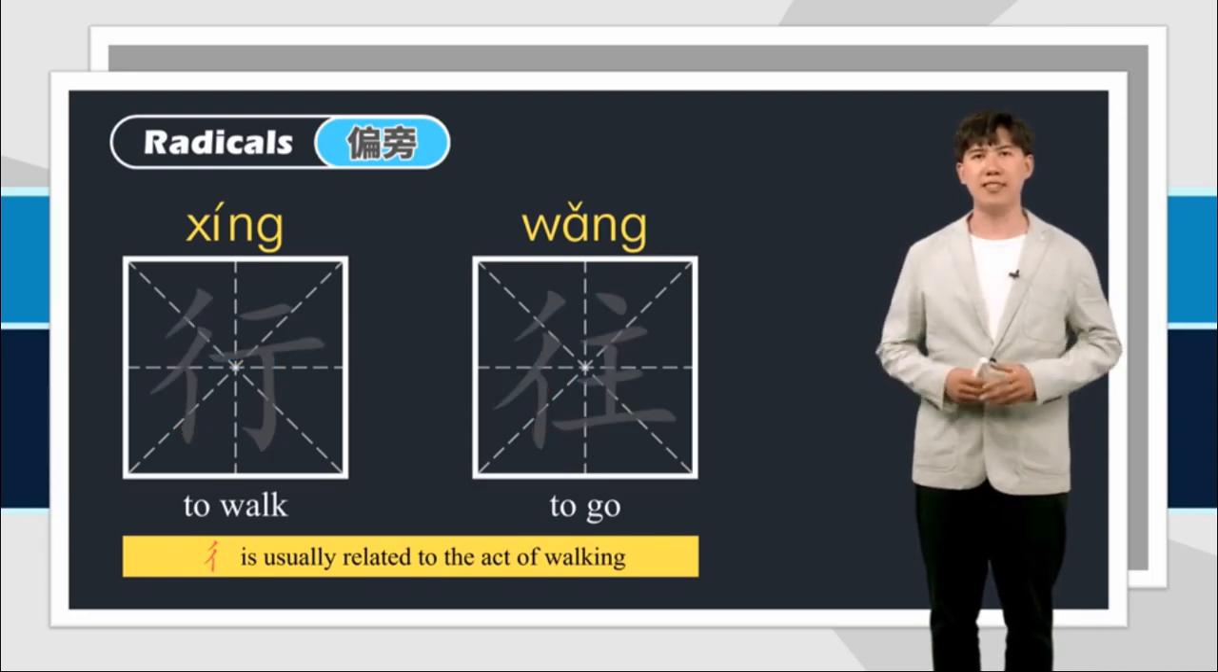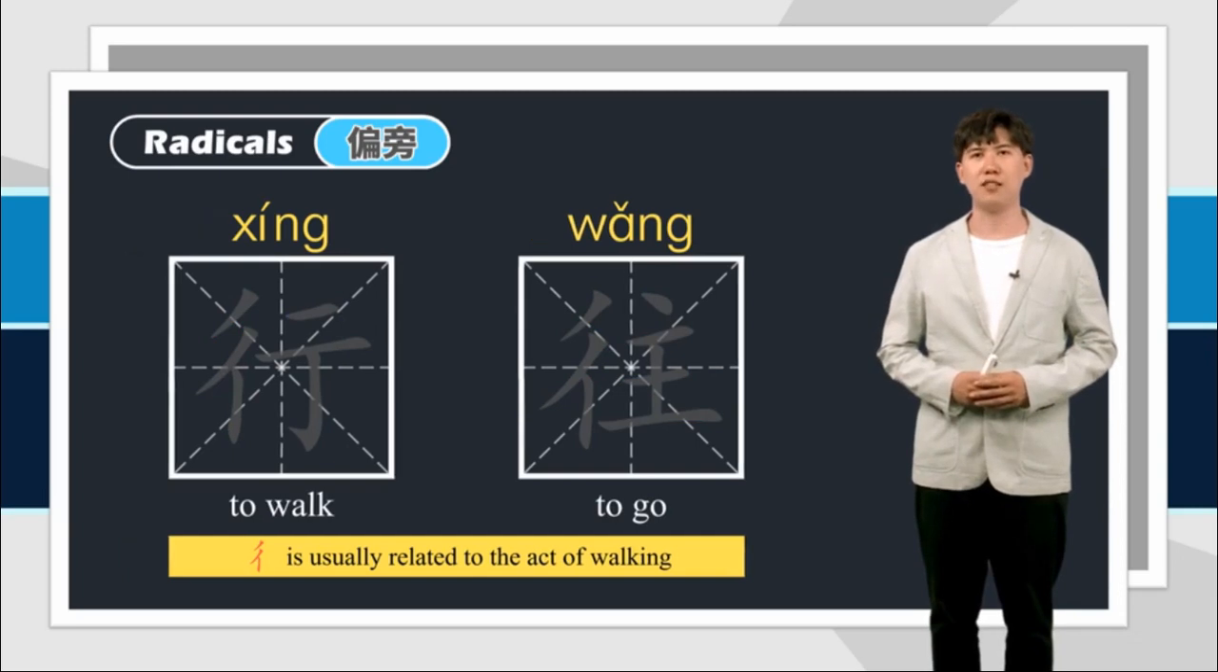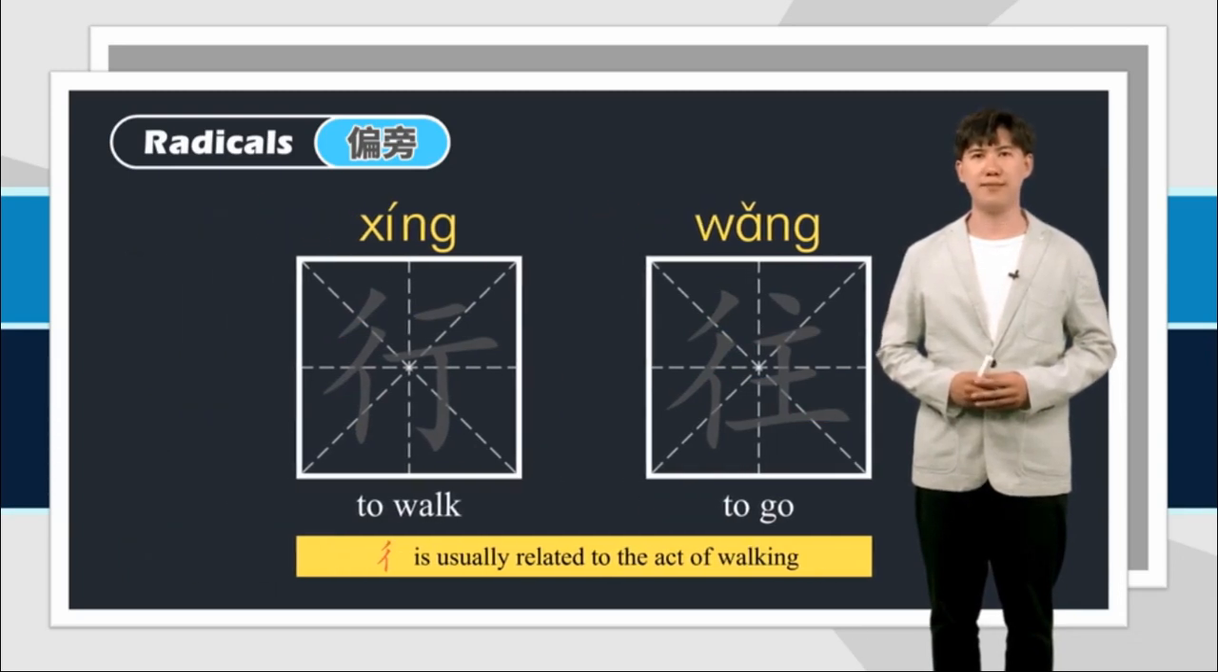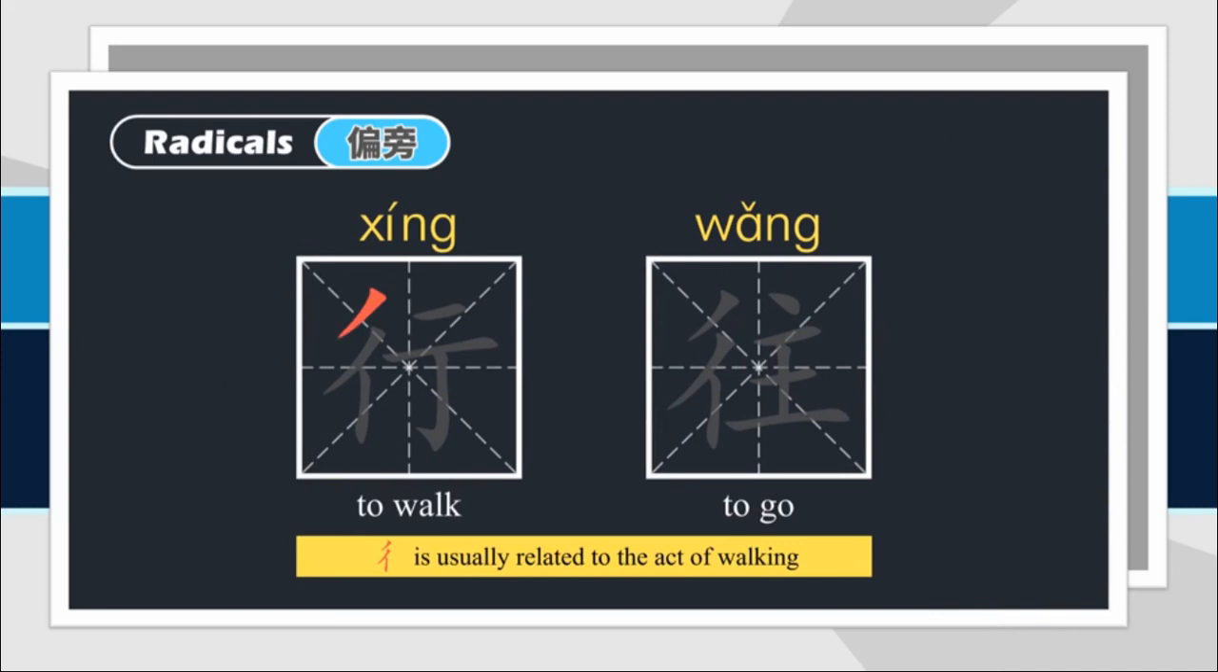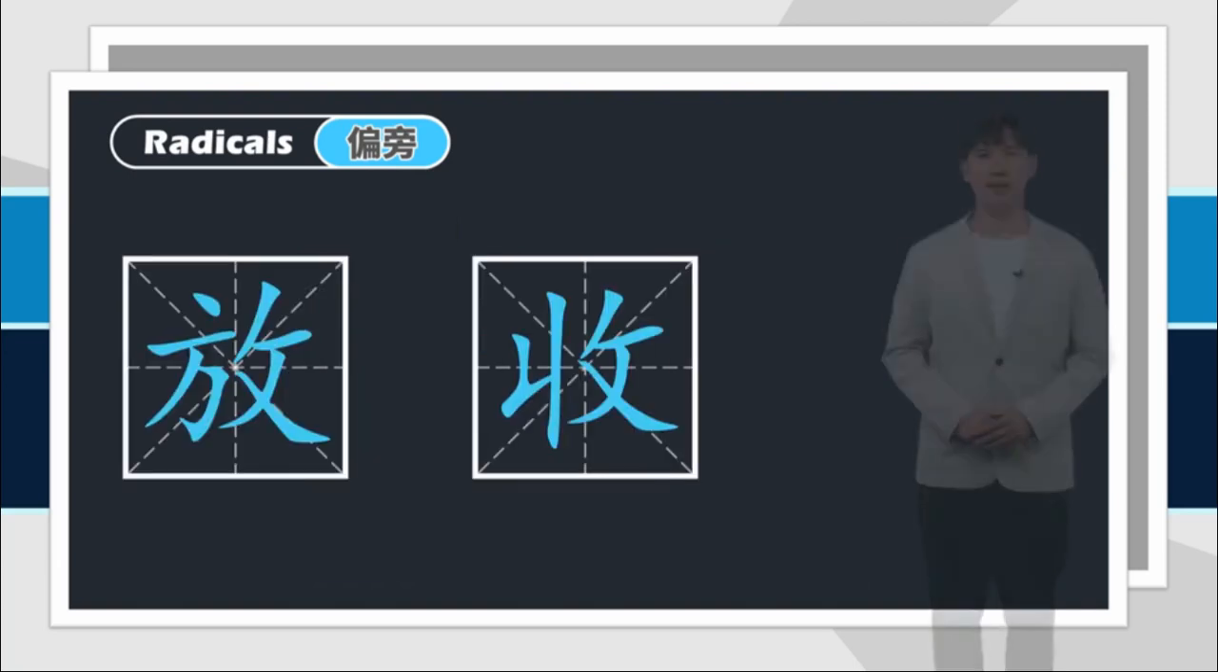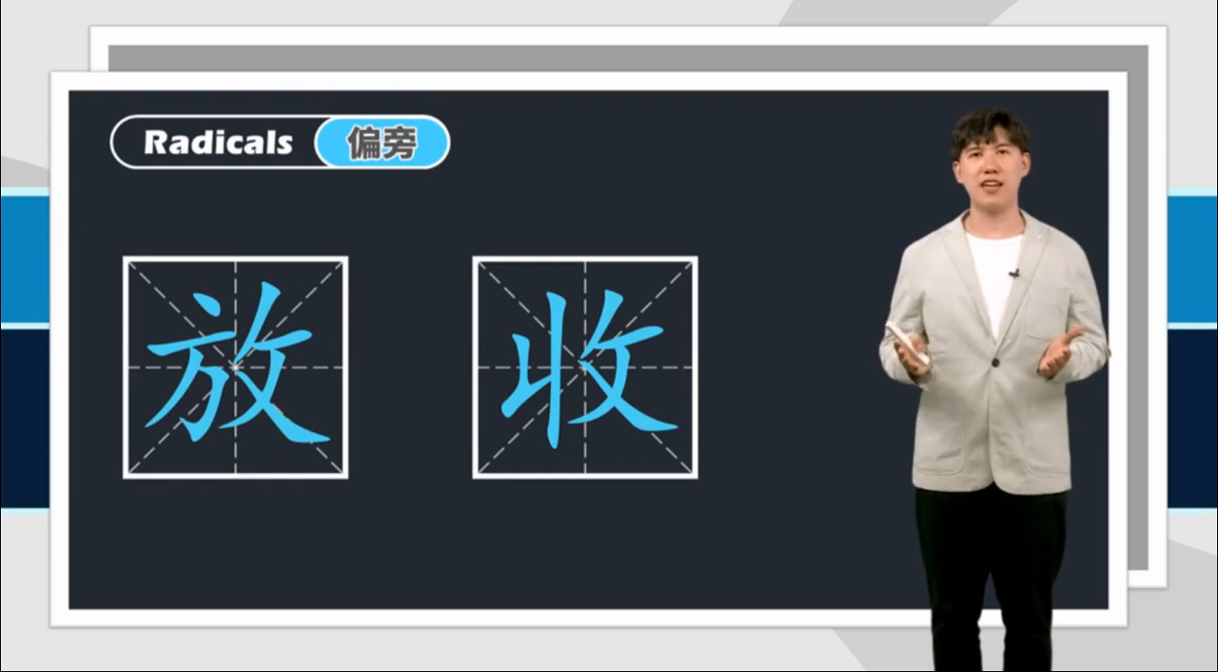Let's see how to write 行 and 往. Pay attention to the stroke order. Let's move on to the second radical. Look at these two characters and try to find out the same part.